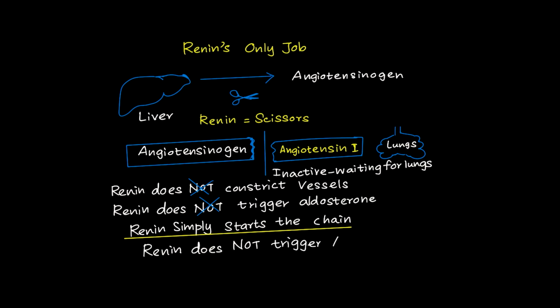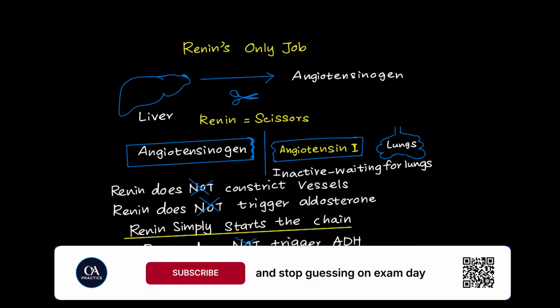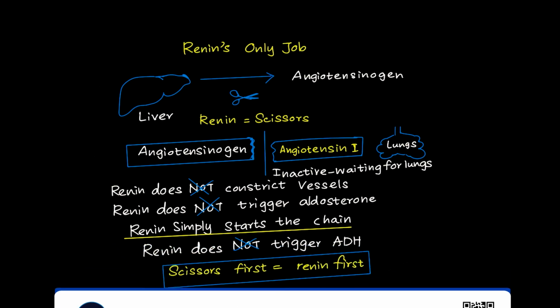Here's a D236 OA exam tip for you. Think of renin as a pair of scissors cutting angiotensinogen into angiotensin I. Renin cuts. Angiotensinogen is the fabric. Angiotensin I is the first piece that falls. Scissors first, everything else downstream.